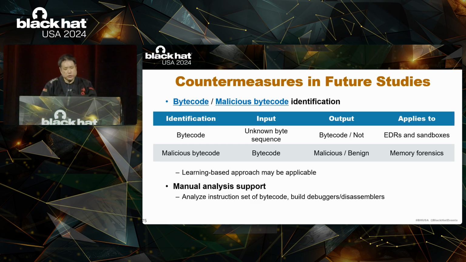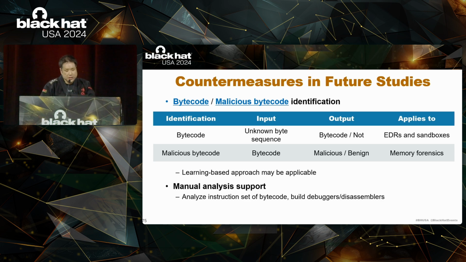So we then discuss possible future research. The first is bytecode identification, which determines whether an unknown byte sequence is bytecode. Since writing bytecode to an interpreter process from a remote process is rarely seen in legitimate behavior, it is a strong signal of bytecode Jiu-Jitsu. So this identification applies to security products that dynamically observe the behavior, such as EDRs and sandboxes.